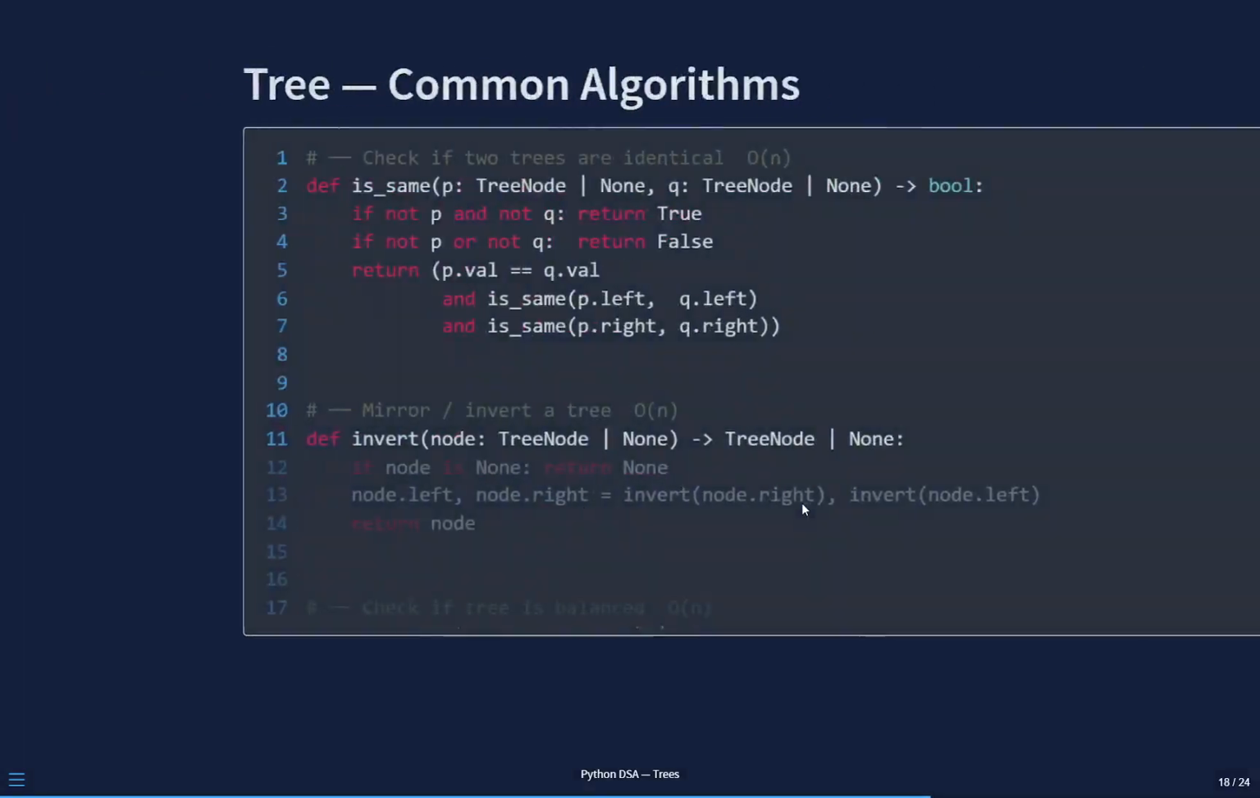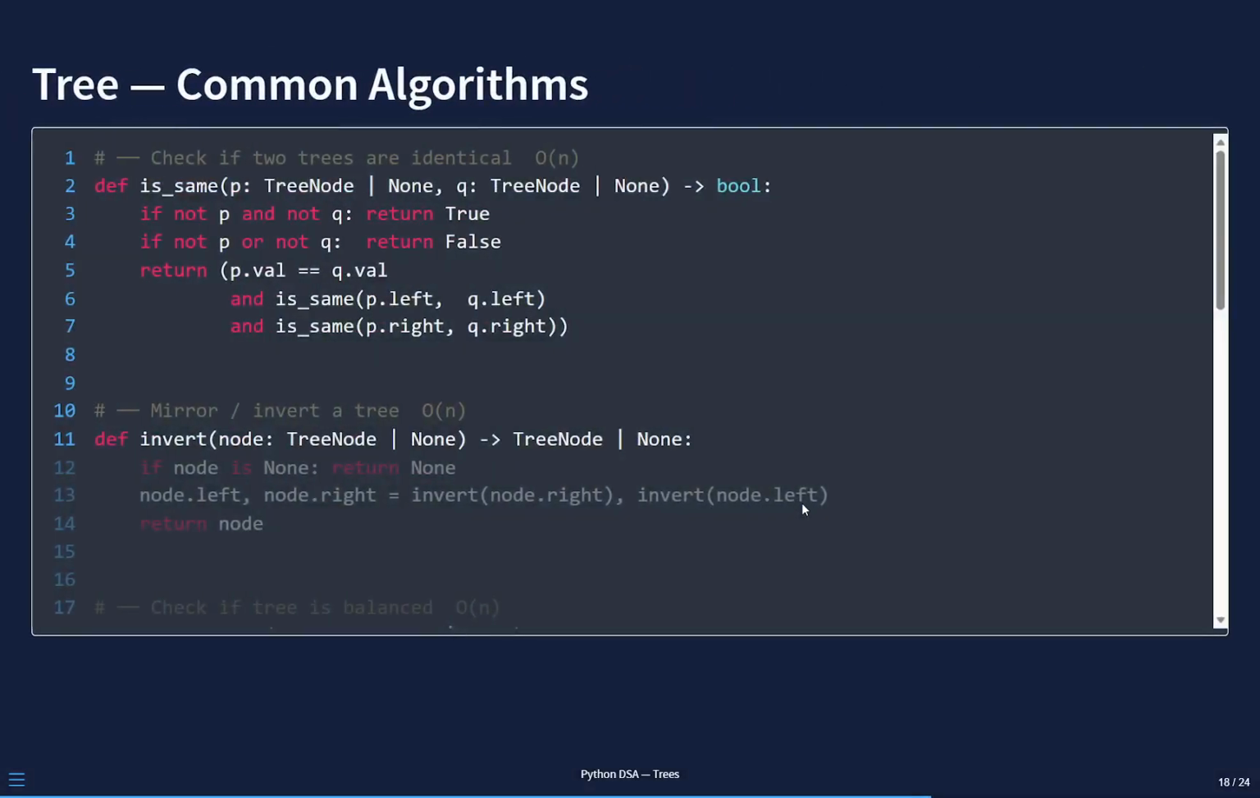Four essential tree algorithms that appear constantly in interviews and competitive programming. Are two trees identical? Structural and value equivalence. Recurse simultaneously through both trees.